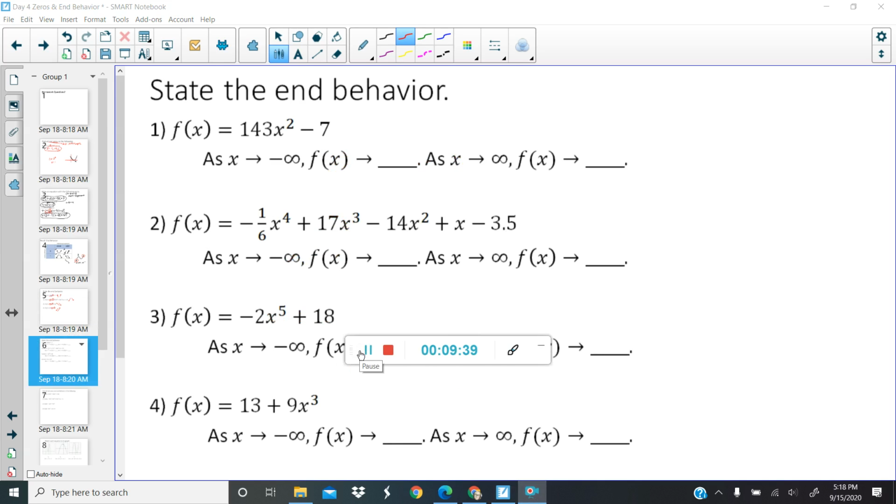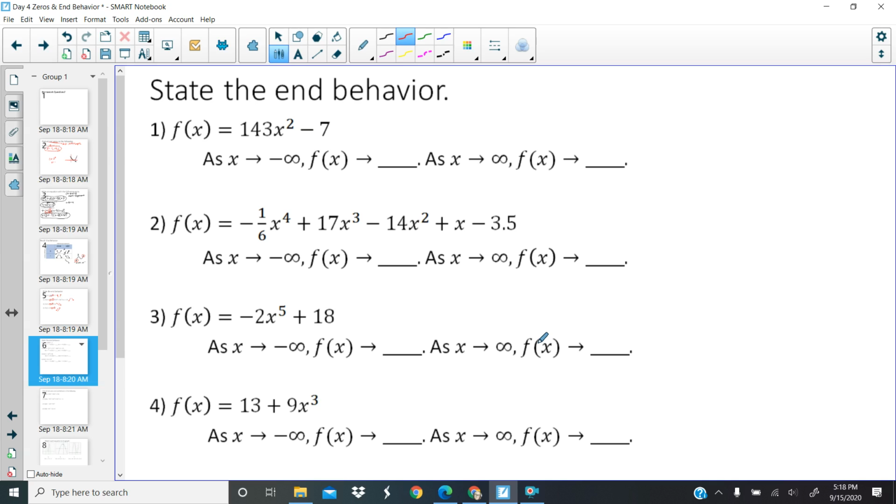So in Math 3, we were using those phrases like up, down, up, up, down, down, and so on to refer to end behavior. But now in pre-calc, we need to transition from using those phrases into describing end behavior in a different way or in a different notation.